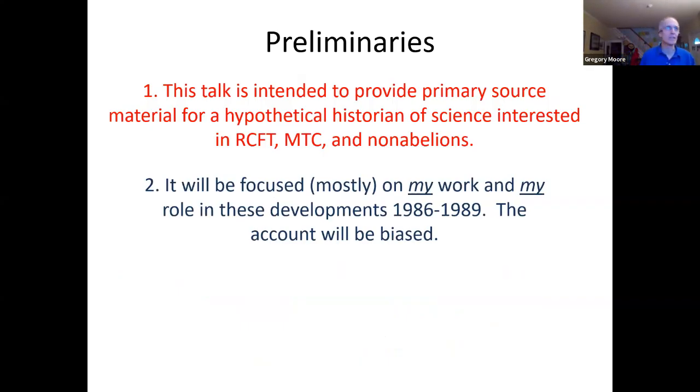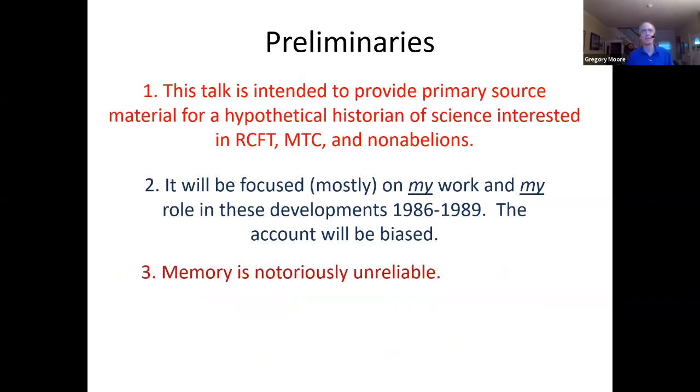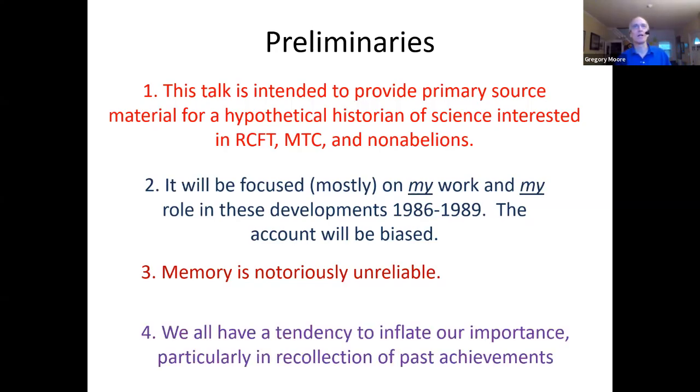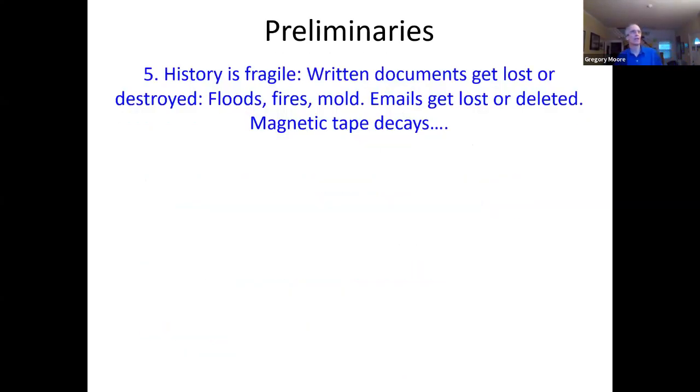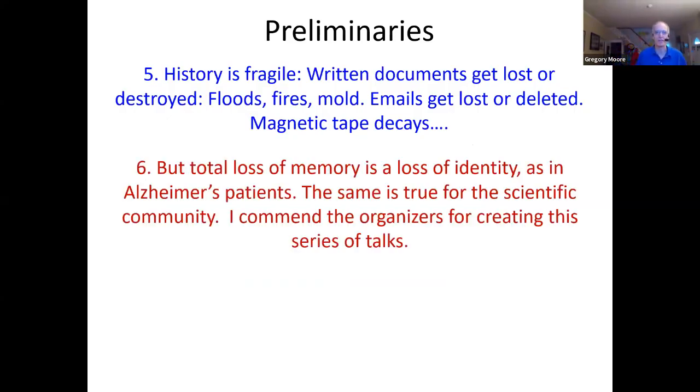And that authority can easily be questioned because memory is notoriously unreliable. We'll see some examples of that. And we all have a tendency to inflate our importance, particularly in recollections of past achievements. Moreover, history is fragile. Written documents get lost or destroyed. There are floods, fires, mold, emails get lost or deleted, magnetic tape decays. My own office at Rutgers has been flooded severely 3 times in the last 10 years, and many documents got lost. When I can, I will back things up with documents.